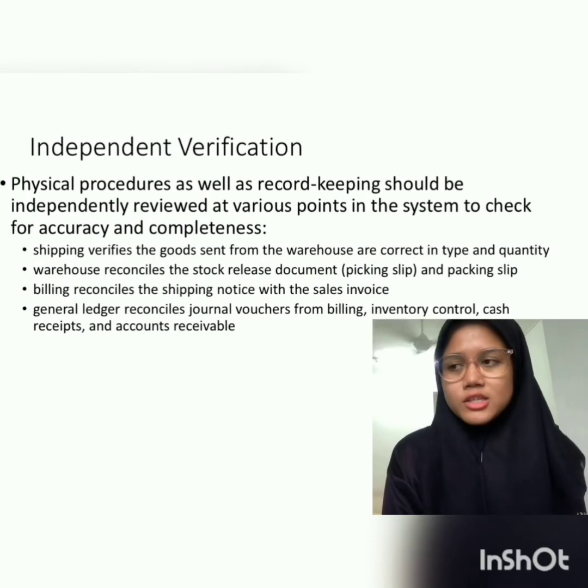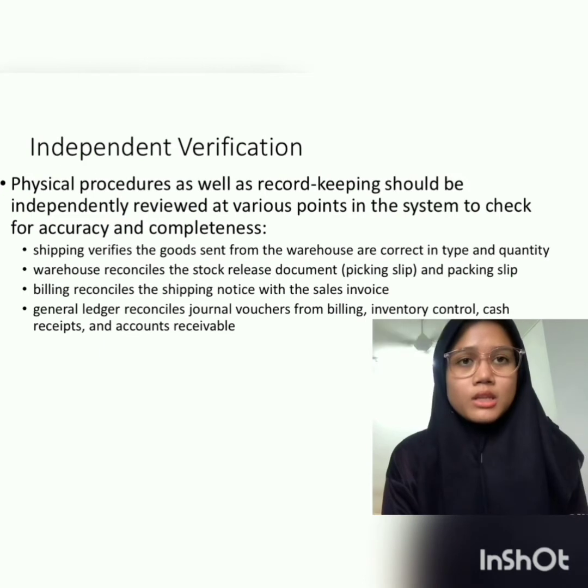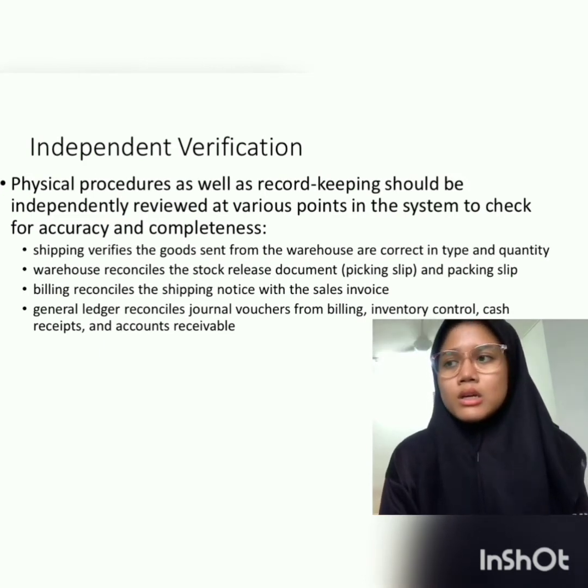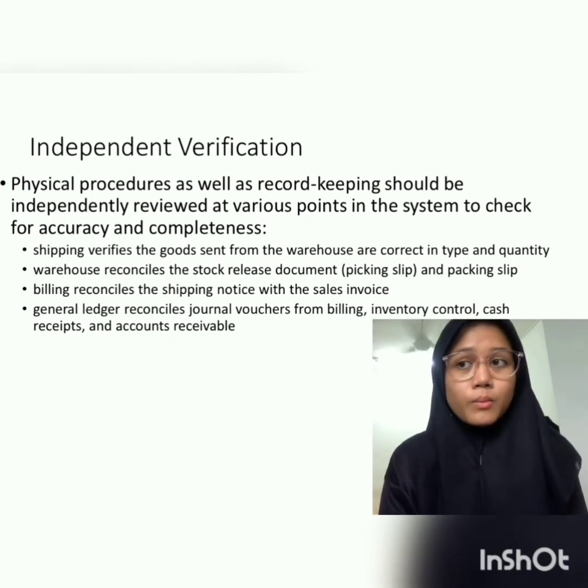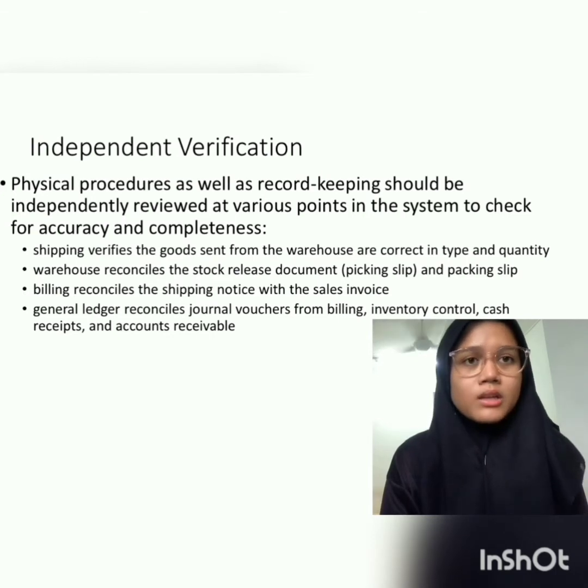Independent verification, physical procedures as well as record keeping should be independently reviewed at various points in the system to check for accuracy and completeness. Prosedur fizikal ini harus disemak semula dalam pelbagai point untuk menyemak semula dia punya ketepatan dan juga adakah ianya lengkap.